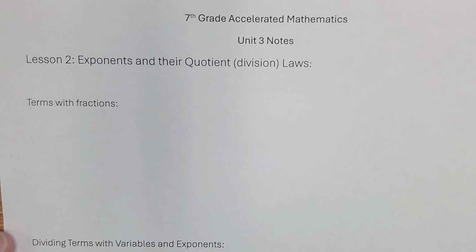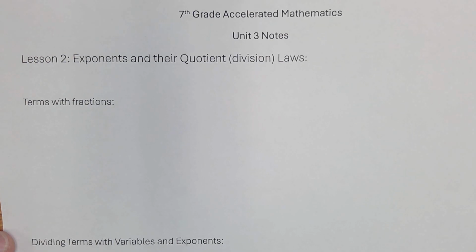So at the end of this one, you should be able to explain and use the quotient of powers, power of quotient, and zero exponent laws. What that means is, given one term with a variable raised to an exponent divided by another term with that same variable raised to an exponent, be able to know what to do with those things. And if you have a fraction raised to a power, know how to distribute that exponent into that fraction, especially if there's a variable in it. So let's go on to that.